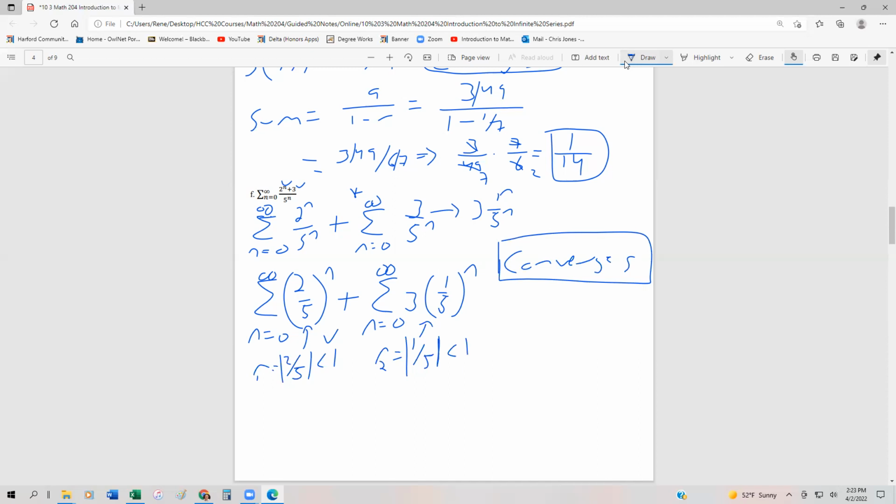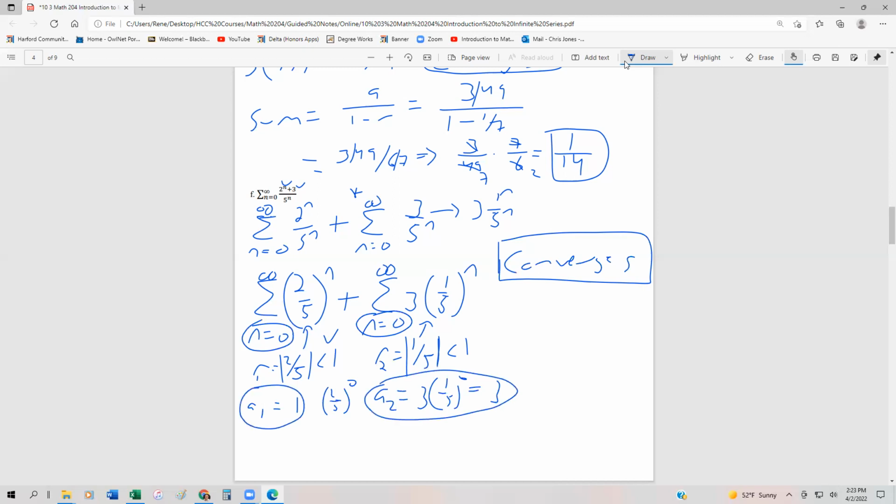Now let me call this R1 and R2, since it's the same series but we broke it up into two. That means we need an A1 and an A2, which means we substitute 0 back in. So A1 is going to be equal to 1, since we just substitute 0 into 2/5 to the 0 power. And over here, A sub 2 is going to be equal to 3 times 1/5 to the 0, or 3. So A1 is 1 and A2 is 3.